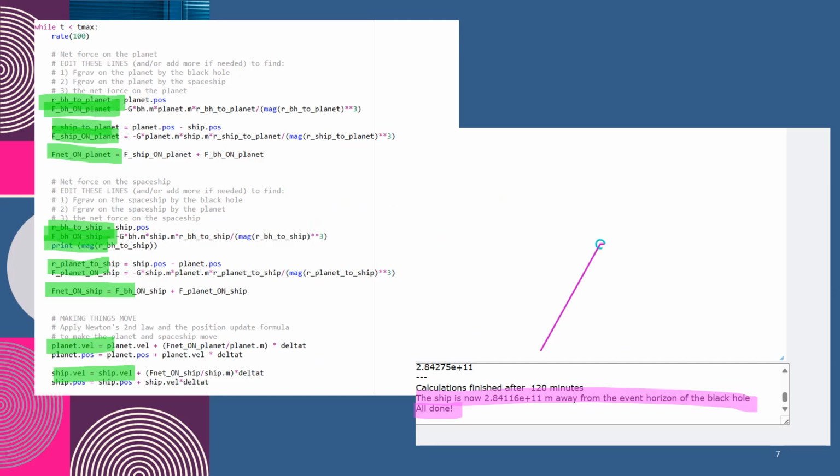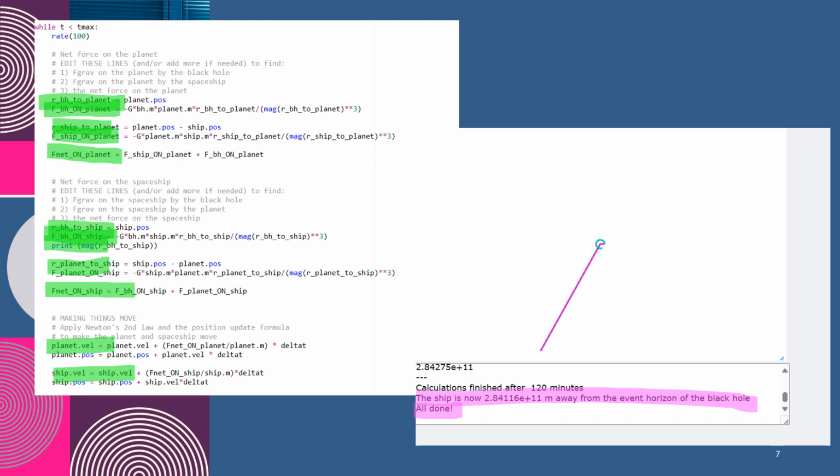All right, so in green, we have a bunch of things that you have to type into the code, like the R for the planet and the ship. You have F net on the ship. Down below, you have the velocity update formula and the position update formula for both the planet and the ship. These are important things that you need to have in the code so that you can get a proper orbit.